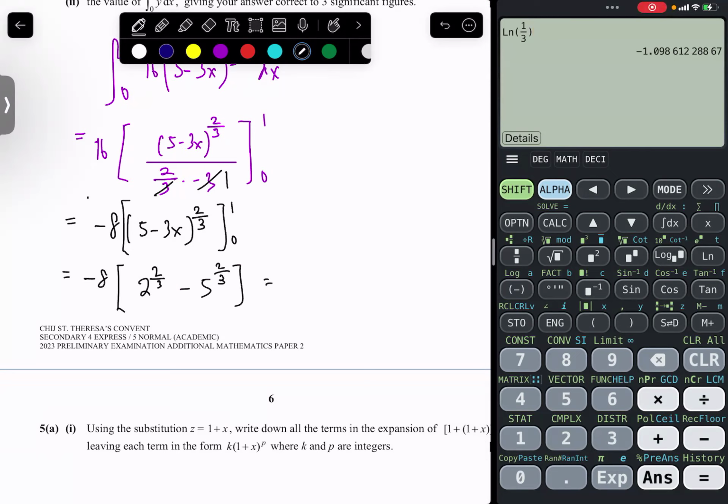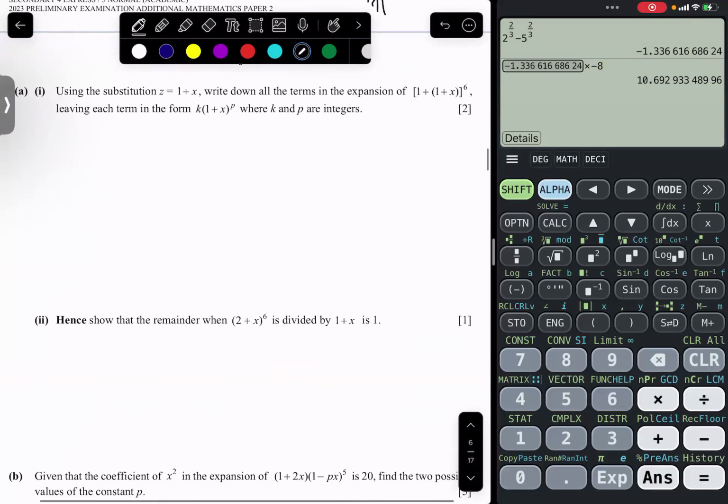Something like this. So on the calculator, 2 to the power of 2 over 3 minus 5 to the power of 2 over 3, multiplied by negative 8. So 10.692, then to 3SF, 10.7.